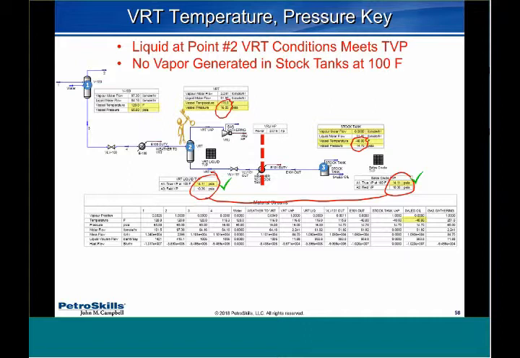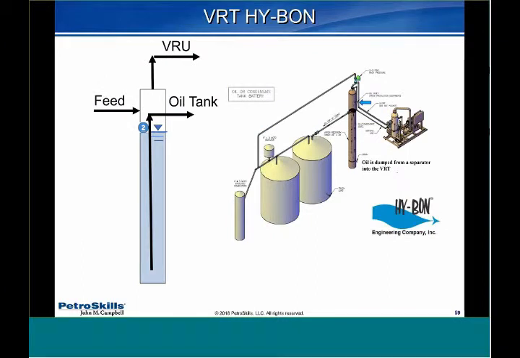And also, in this simulation, you can see there's no gas coming off. Gas will only come off if you exceed 100 degrees Fahrenheit here. You'll start to evolve gas. This is Hiebert. This is what their VRT looks like. Supplies feed at the top. They're getting the flash at the top.